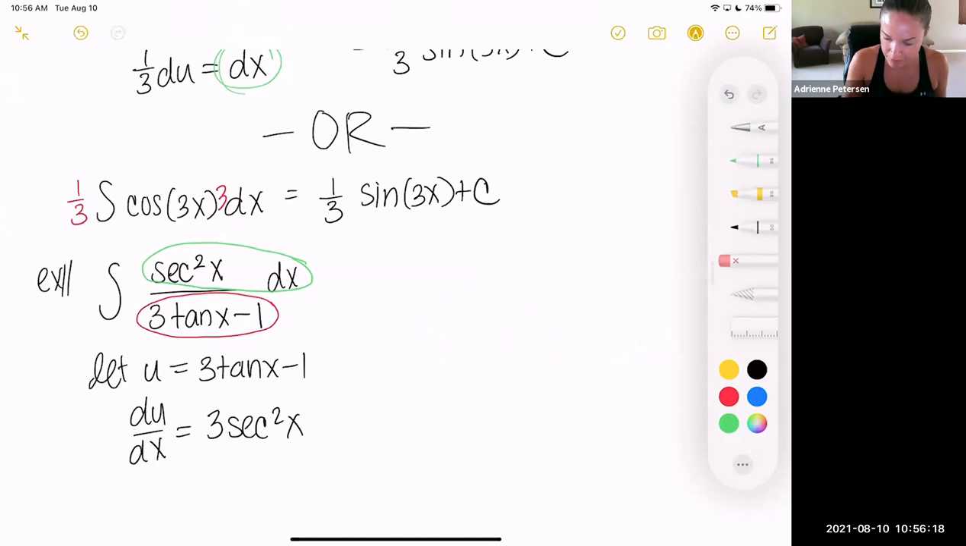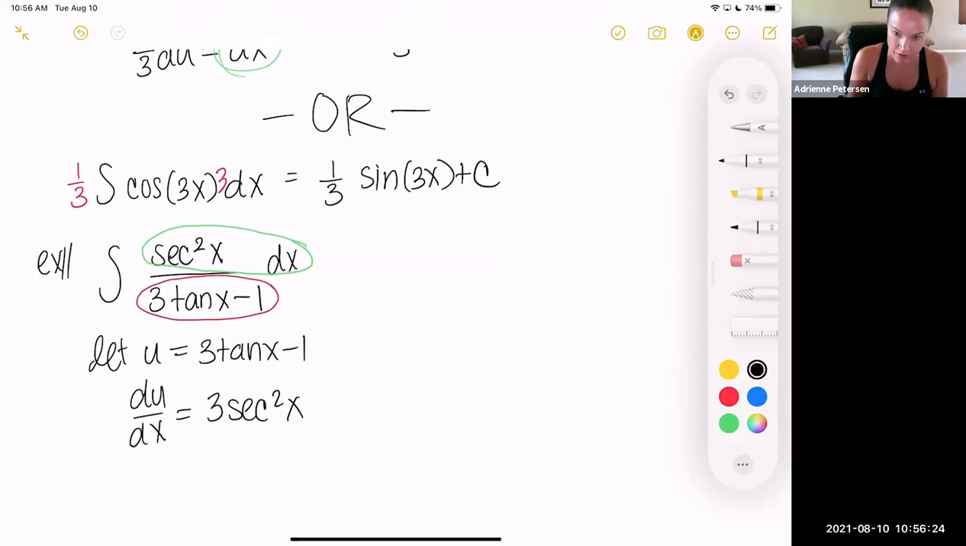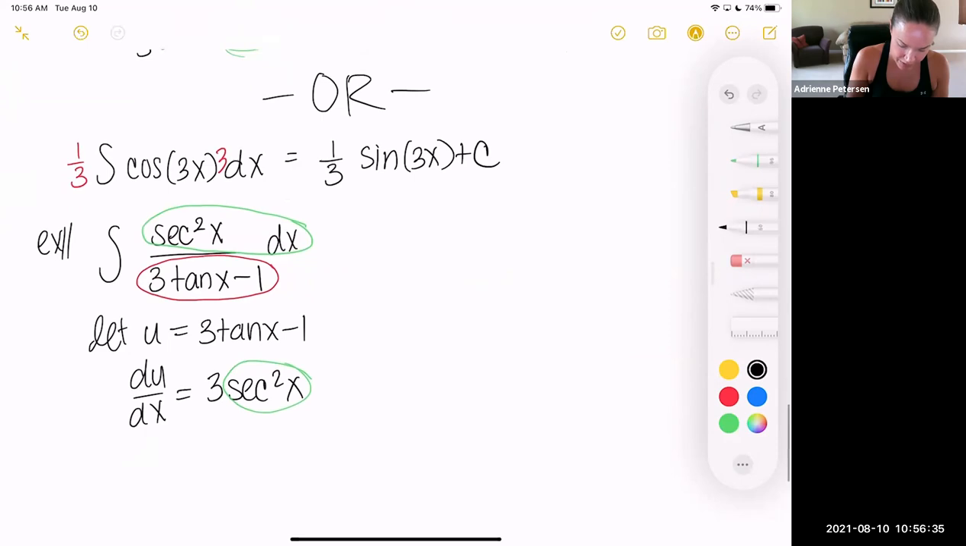Any questions so far? Okay, so now in our integral, we see secant squared of x dx. So I'm solving for this secant squared of x dx. So first I'll split this, right?